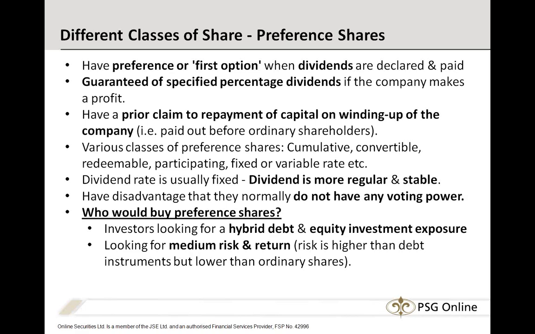The biggest disadvantage with preference shares is that you do not have the voting power. Remember, who has the voting power? The ordinary shareholders. So preference shares are for someone looking for medium risk and return, but obviously the risk is slightly higher than debt instruments, but lower than ordinary shares. It's a nice way to add onto your portfolio, especially when looking for income. That's what a preference shareholder would look for.